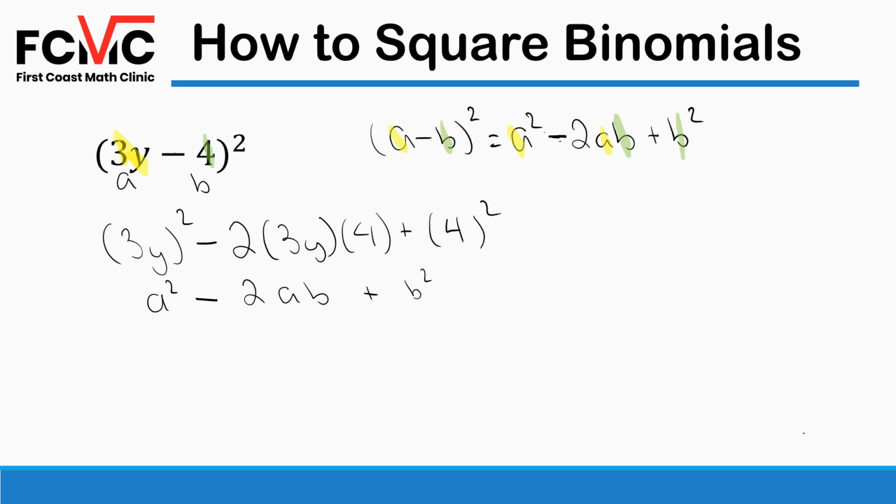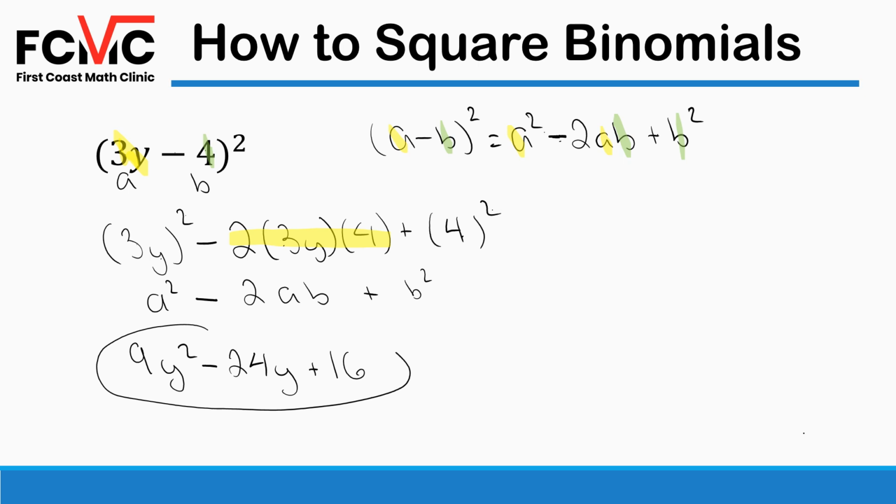So now we can square 3y to the second power, which is going to give us 9y squared. Then going left to right, multiplying those middle values, 2 times 3 times 4 is going to give us minus 24y. And then 4 squared is 16. So our answer here, our trinomial, is 9y squared minus 24y plus 16. All right, so these were 4 examples on how to square binomials.